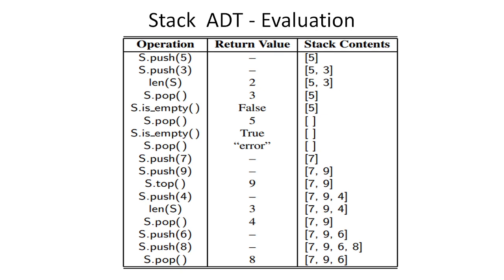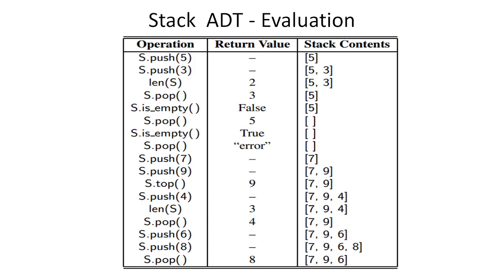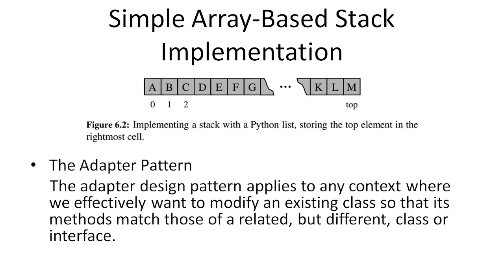Next, suppose we pop another element, it is going to return 5 and now the stack is empty. Suppose now we use the is_empty method, it is going to return true. And if I try to pop elements again, because the stack is already empty, it will return an error message. So these are the 5 operations which you can do by using the stack ADT.